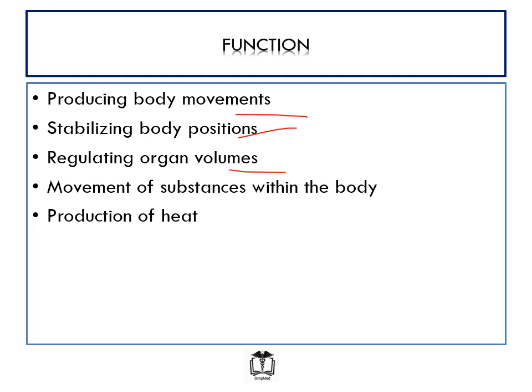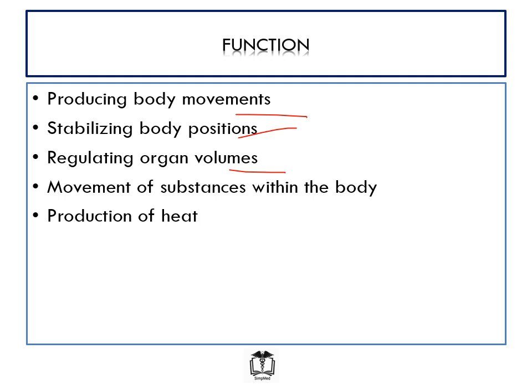Then we have regulation of organ volume. So this would usually entail muscles found within organs, what we call smooth or cardiac muscles. So these ones are going to be involved in regulating organ volumes, either by contracting or relaxing the muscles to allow for an increase or decrease in the volume of the structures or substances found within those organs.